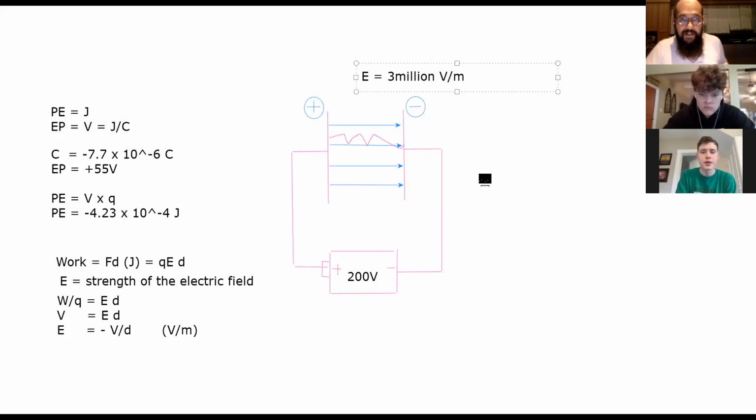Okay. Let's figure out what that was. That's when it will spark. Exactly right. That's when it will spark.